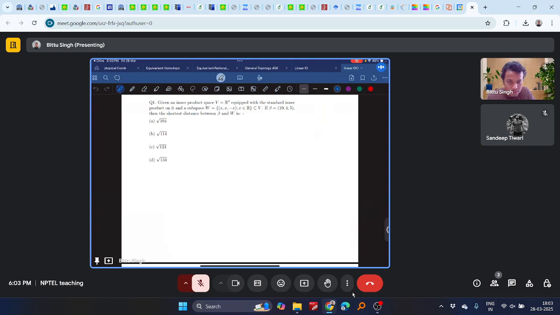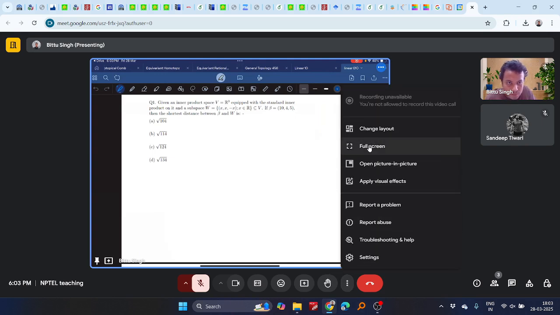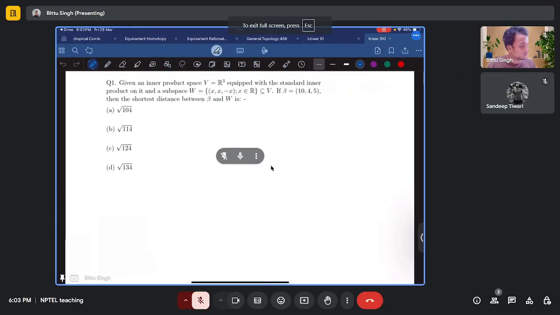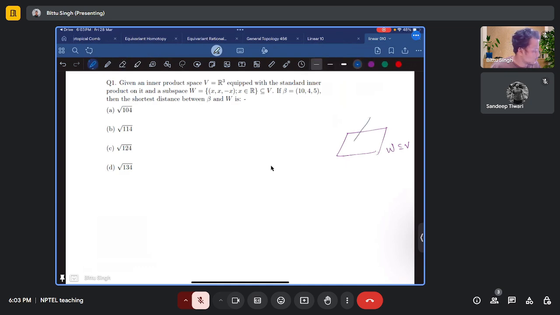Okay, so today we'll continue again with inner product spaces. Mainly, we'll discuss distances between. So there is a given space W, a subspace of a given vector space V. Now there is another vector, and we need to find the projection of this vector on W. This is our main topic of discussion.